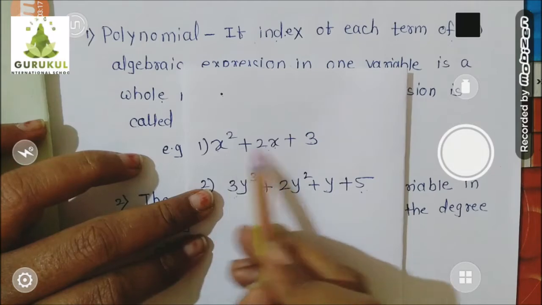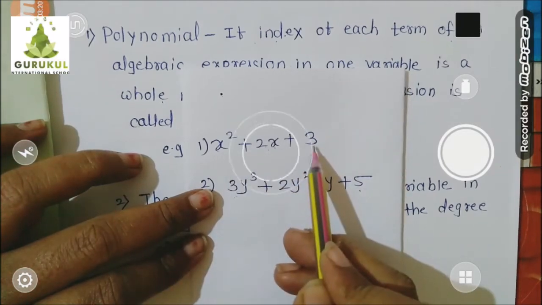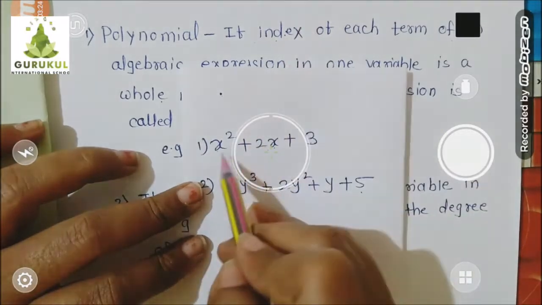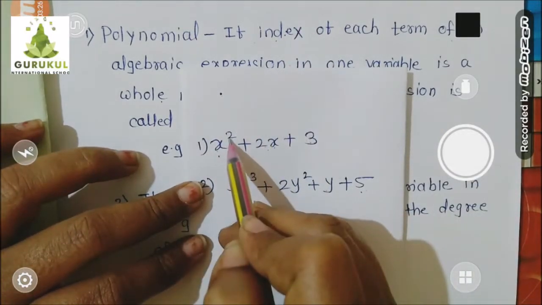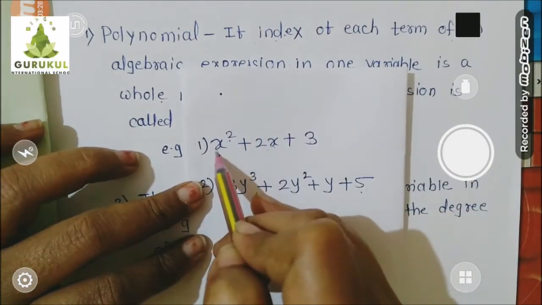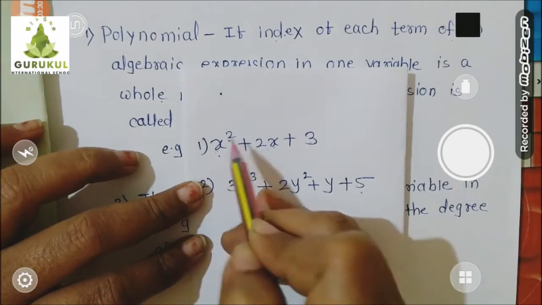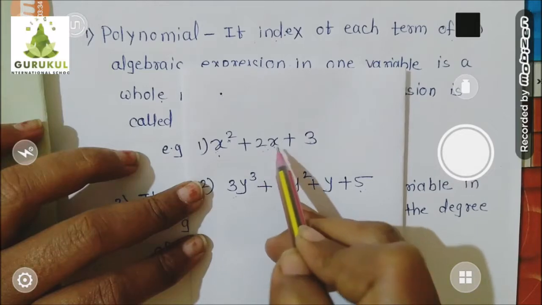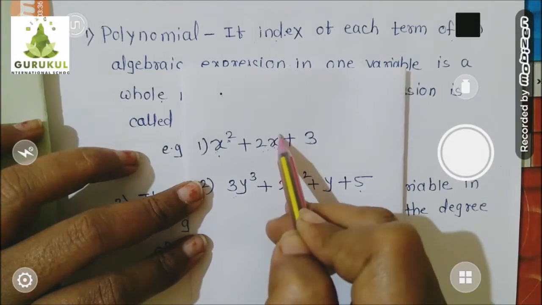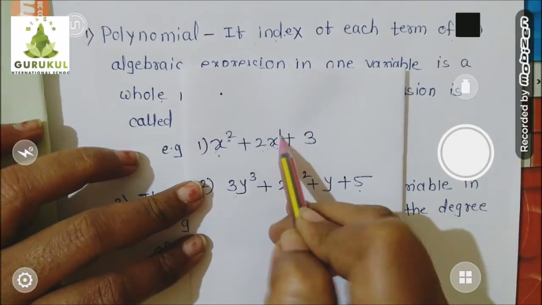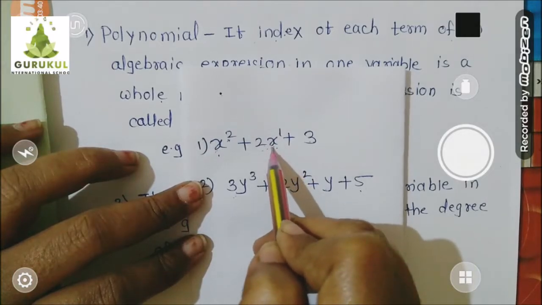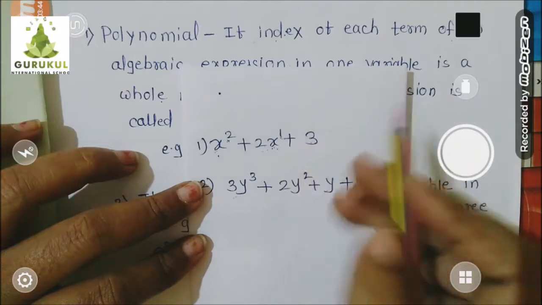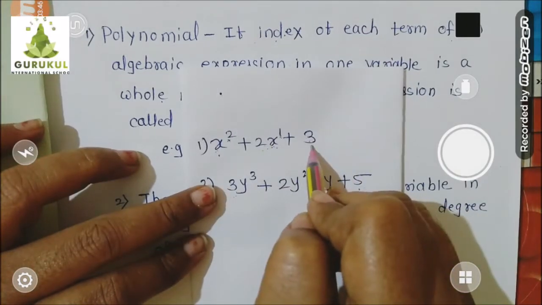As you can see in this expression, only one variable is used. Now let's check the second condition. In first term, power of x is what? 2. Means index of x is what? 2. Is 2 a whole number? Yes. In second term, index of variable x, nothing is written, means it is 1, children. So index of variable x is 1. Is 1 a whole number? Yes.